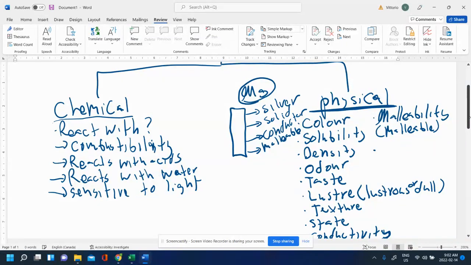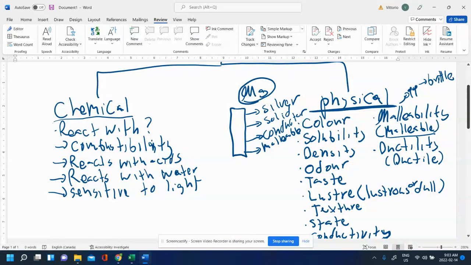One more I forgot to add earlier was the term ductile, ductility. Can you stretch it into a wire without breaking it? And if you can, that's called ductile. The opposite of malleable, like if you pound it and it breaks and shatters, that would be called brittle, like a glass. When you drop it, it shatters. Or chalk is a good example. It's brittle. When you drop it, it shatters into a whole bunch of pieces. But anyways, here we describe magnesium as being silver, solid, conductor, and malleable.